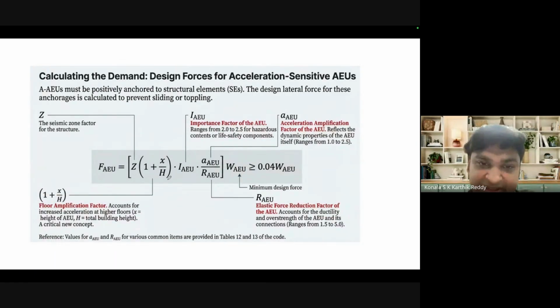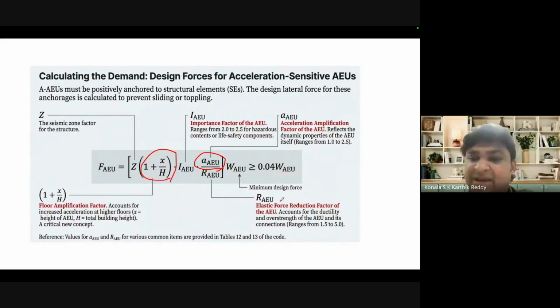So just imagine how over-conservative our code books are. You have an amplification related to height. You have an amplification which is also related to height, and it also depends upon, as I said to you, the equipments are completely acceleration sensitive. They are sensitive to ground accelerations. That's why you have these amplification factors and all. And there is one more under conservative values also. You can see over here.